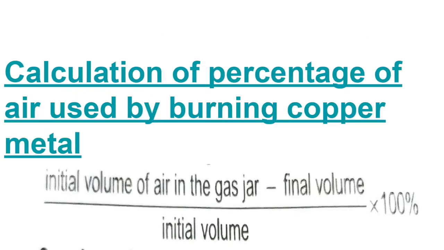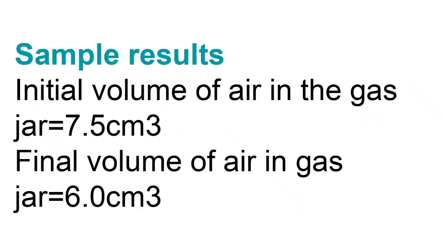The calculation of the percentage of air used by burning copper metal. So the formula we are going to use is initial volume of air in syringe A minus the final volume, all this divided by initial volume, then times 100%. Some sample results for a similar experiment that was performed are as follows.